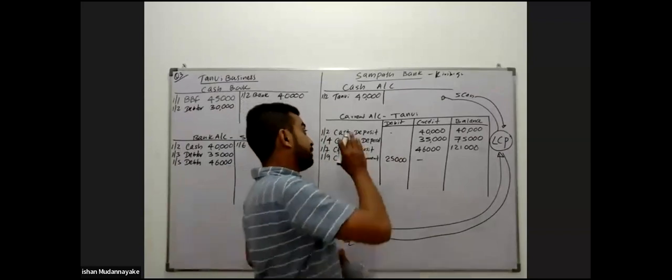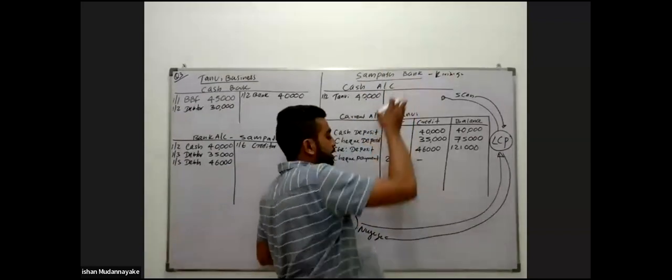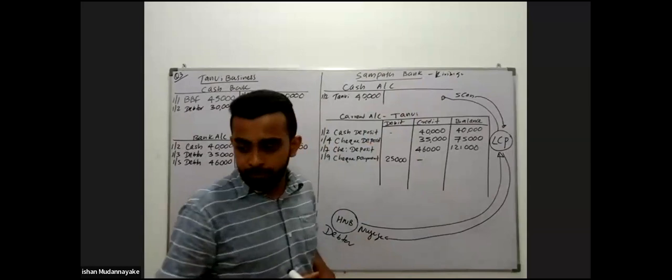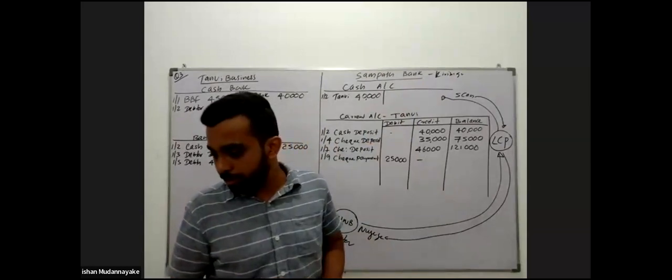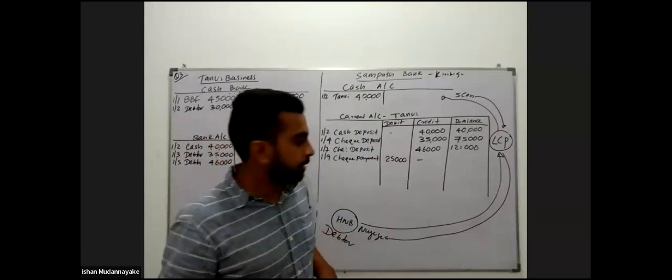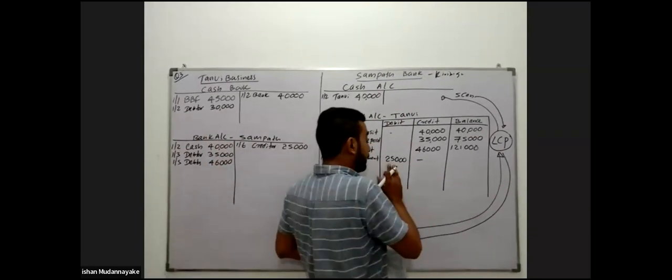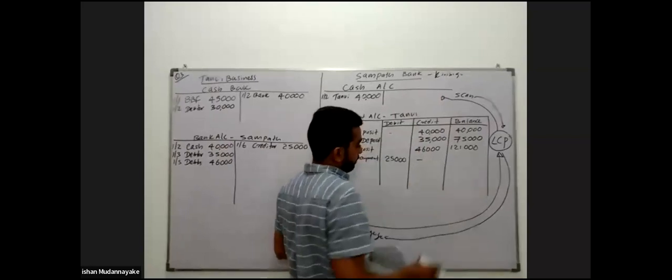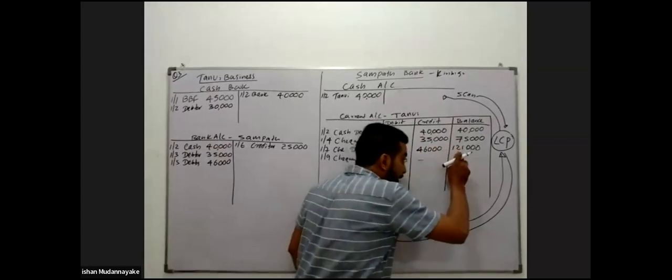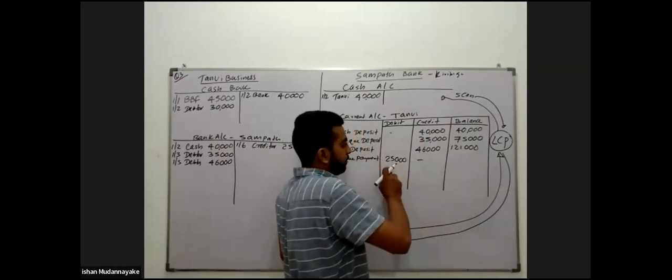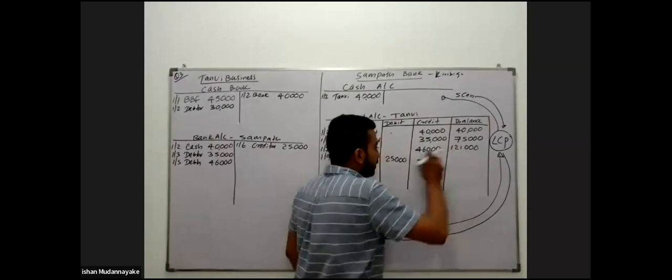Okay. HNB Bank cash book credit. Then here, Target current account debit, HNB Bank cash book credit. So then the balance available, how much? 121,000 minus 25,000.